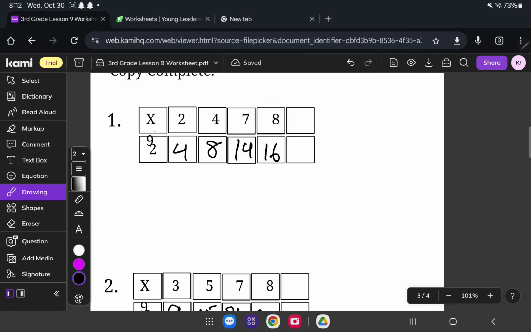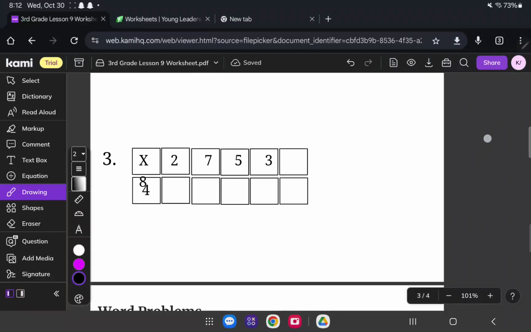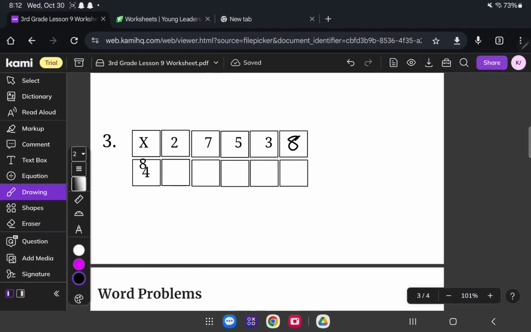Going back to this question, I think 9 is supposed to be here. So 9 times 2 is 18. Here, the 9 is also supposed to be here, and 3 times 9 is 27. The 8 is supposed to be in the last box. So 4 times 2 is 8. 4 times 7 is 28. 4 times 5 is 20. 4 times 3 is 12. And 4 times 8 is 32.